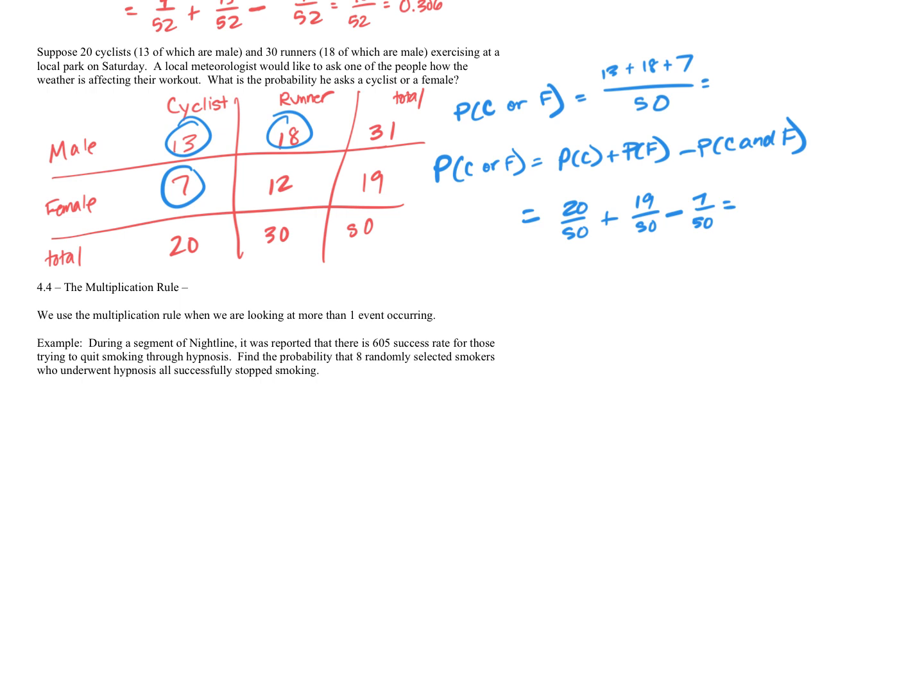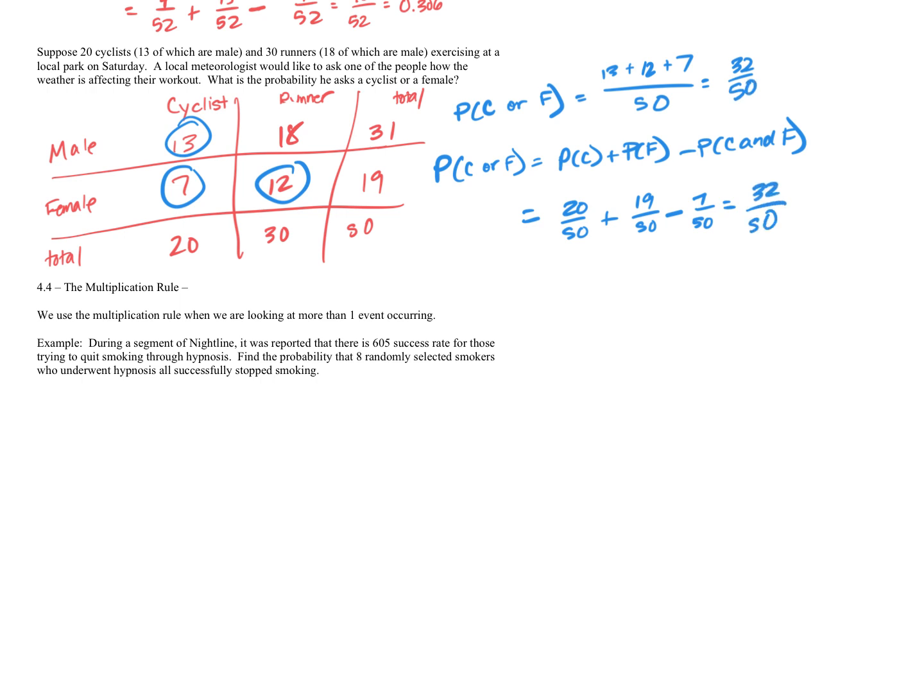You guys, I did this one. Remember when I said cyclists and females? I circled the wrong one. There we go. All right, so if I do this top one, that looks to me like it adds to 32 over 50. If I do this one, I should get 32 over 50.